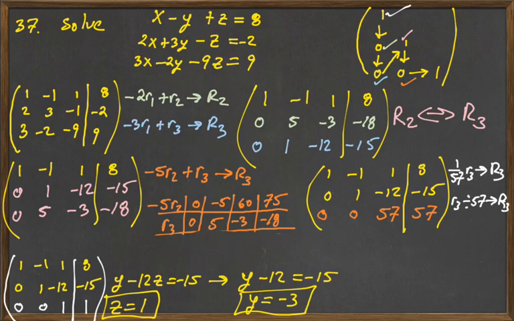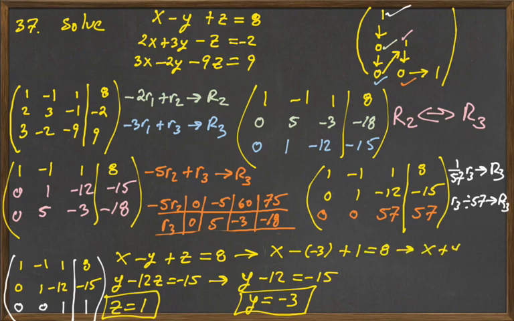And now we're going to back substitute both of those into the top equation: x minus y plus z is equal to 8. So that is x minus negative 3 plus 1 is equal to 8. So that becomes x plus 4 is equal to 8. So x is equal to 4. So we have the solution 4, negative 3, and 1. Okay. I think we're going to look at 2 more special cases here.